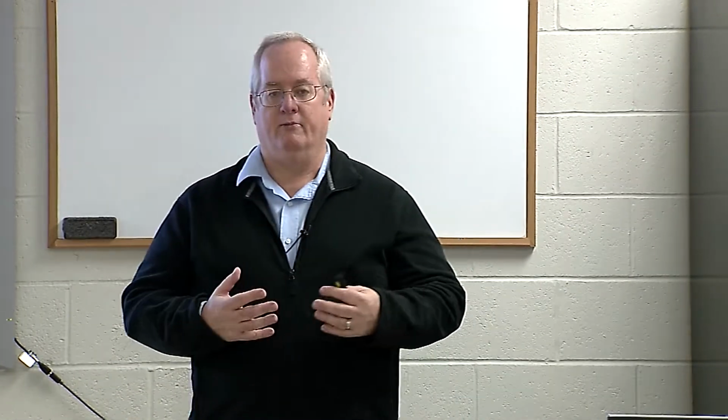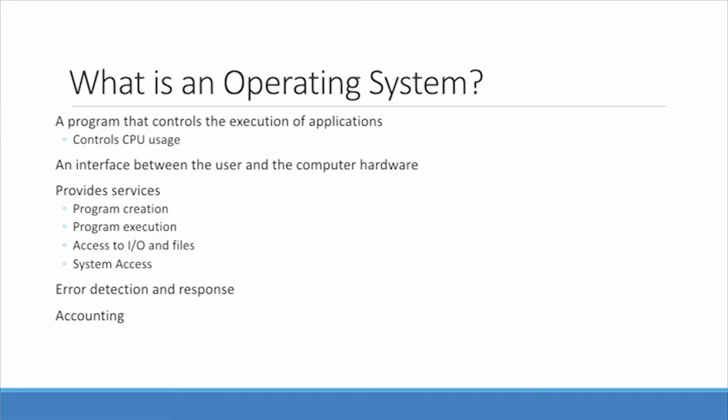So the operating system provides services such as program creation. You can create programs using the operating system. We do that all the time. We create scripts, which are miniature applets or programs. We have program execution. The operating system will allow Microsoft Office products such as Word to work on that computer.